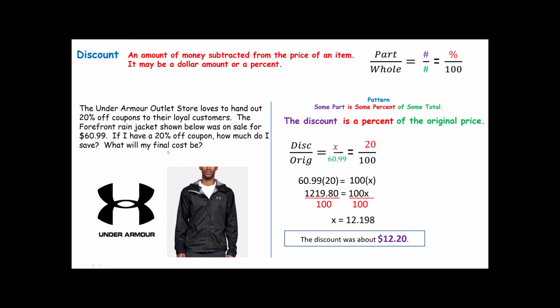Notice there's a second question here. What would the final cost be? Well, if it was originally $60.99 and I got a discount of $12.20, $58.79 is going to be the price that you paid. Notice that is a really nasty typo. It's not $58.79. Hopefully you realize that that would be $48.79. And I'm going to need to go back and fix that in my slideshow.